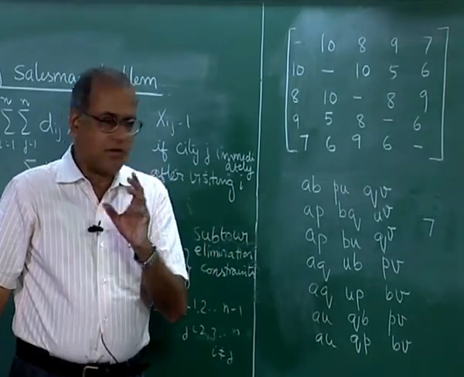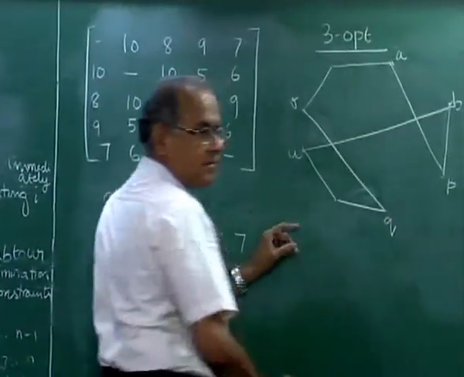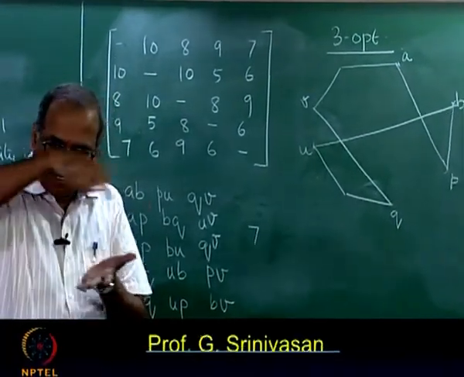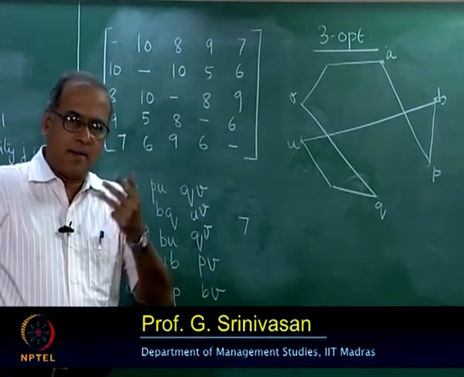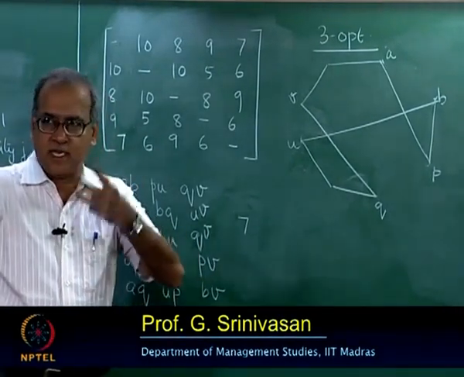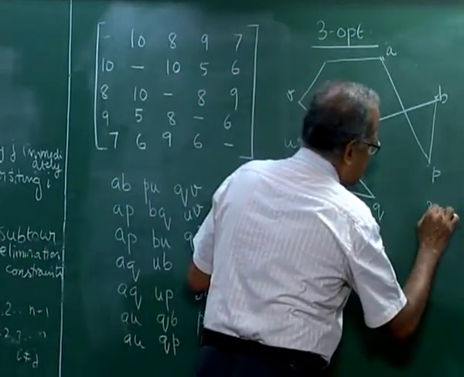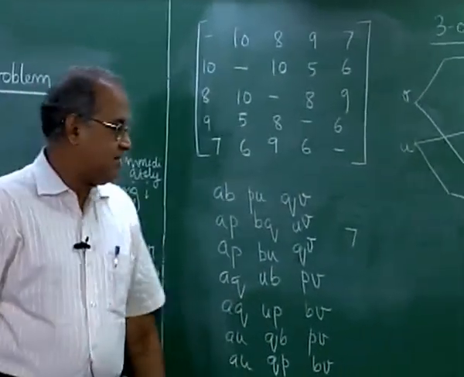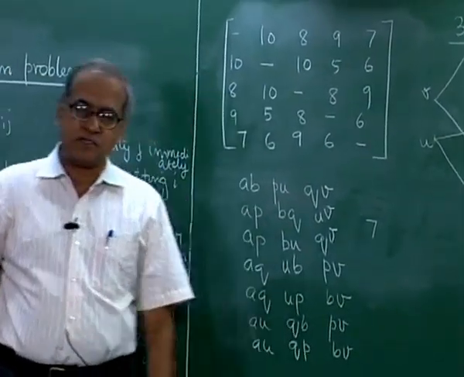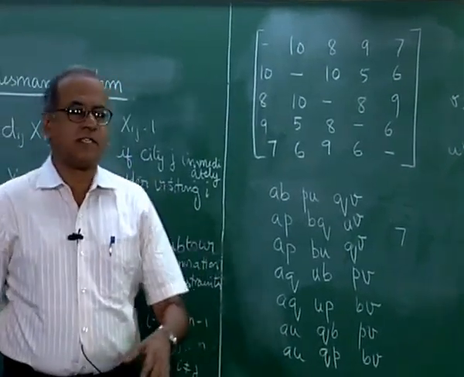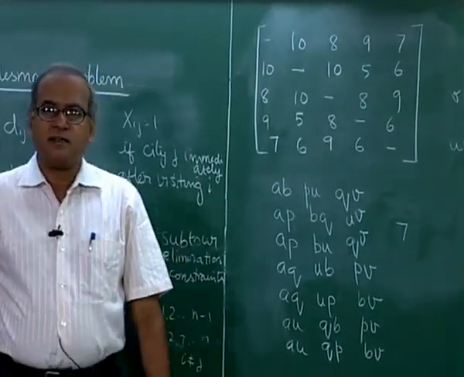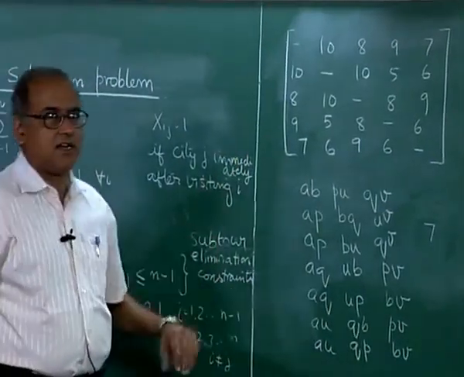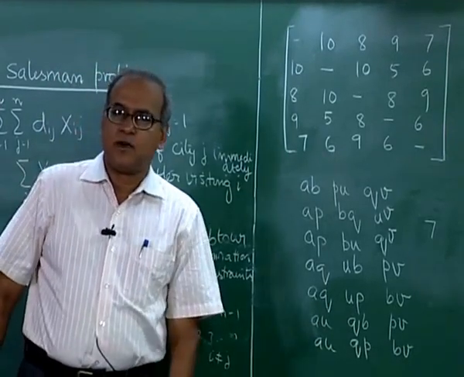Now, if there are n vertices, there are n edges in the solution. So, AB, PQ, UV represent 3 out of the n. They can be chosen in nC3 ways, and then for each of these AB, PQ, UV we can write 7 more solutions. So, if we are given a TSP with say 5 vertices, then 5C3 is 5C2 which is 10, into 7, we can get 70 solutions out of this.